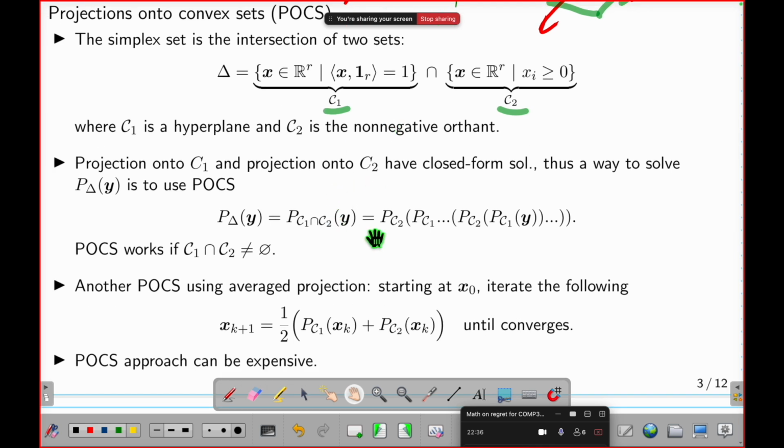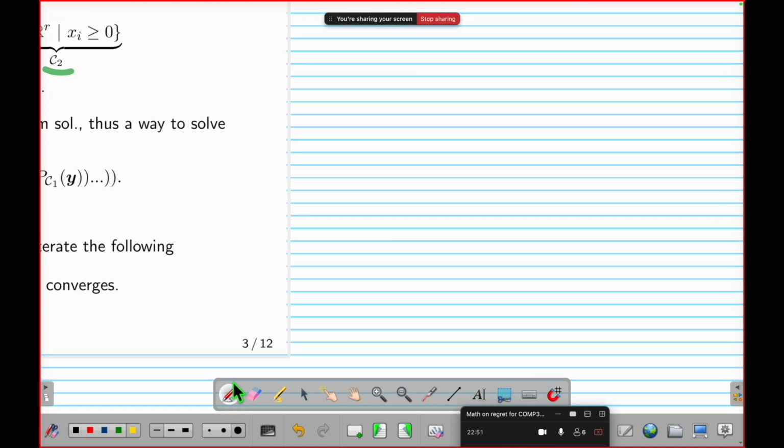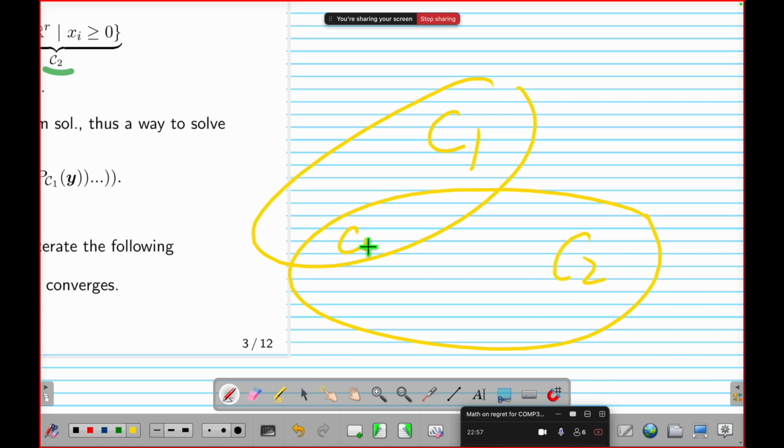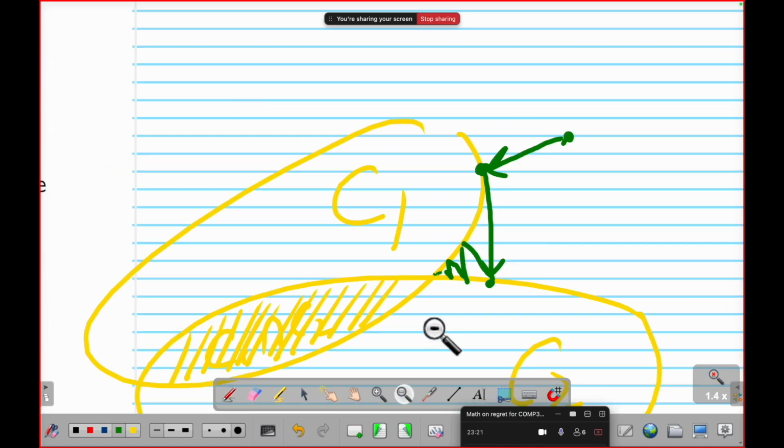The classical way to project into this, that means you want to project into C1 and C2, is to project to C1, then project to C2, then project to C1, then C2, and so on. What does it mean? Imagine this is C1, this is C2, and this is the intersection of C1 and C2. So how do you go inside the yellow? If I have a point here, I project to C1, then to C2, then to C1, then to C2, and so on. The issue is, this may take forever. That's the reason why this problem is hard.